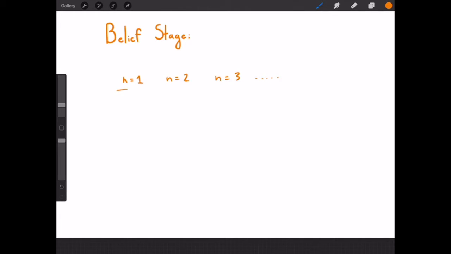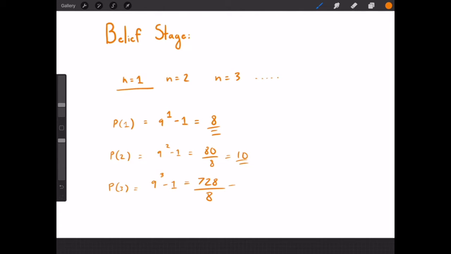Let's start with n equals 1. If we replace 1 for n, we end up getting 9 to the 1 minus 1 is equal to 8, which, as we know, is divisible by 8. Let's do the same thing for the numbers 2 and 3, so we can really cement this idea in our minds. As you can see, both of these values also produce an output that is divisible by 8. In doing so, we have somewhat convinced ourselves that this statement is true given the restrictions n is greater than 0 and n exists in integers.